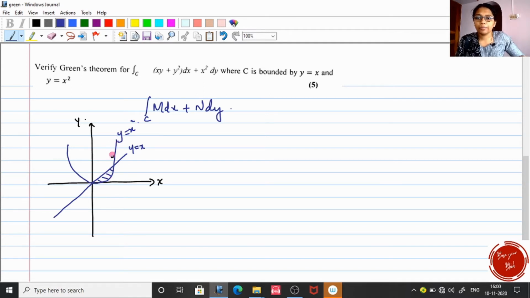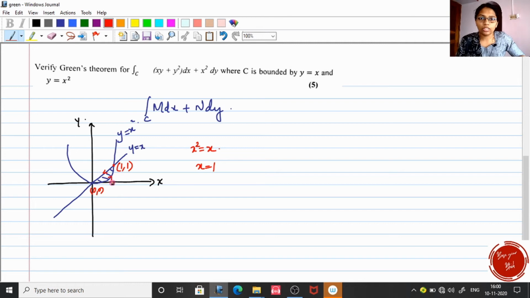Let me mark this boundary. First let us mark the corners. The point over here is the origin (0, 0), and for this point, let's solve y equal to x² and y equal to x. So x² equal to x, or x equal to 1, isn't it? So this has the x coordinate as 1, and since y equal to x, the y coordinate is also 1. So these are your boundary points, and let us mark the direction in an anti-clockwise manner.